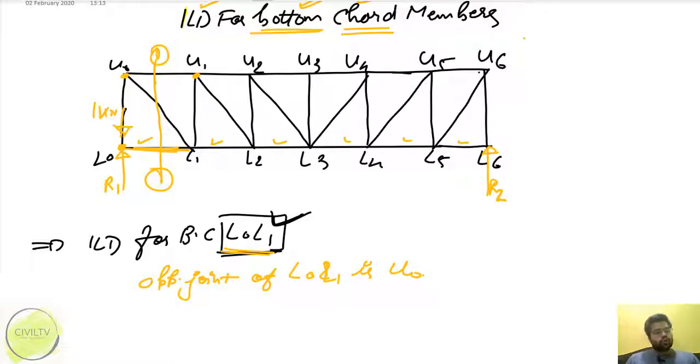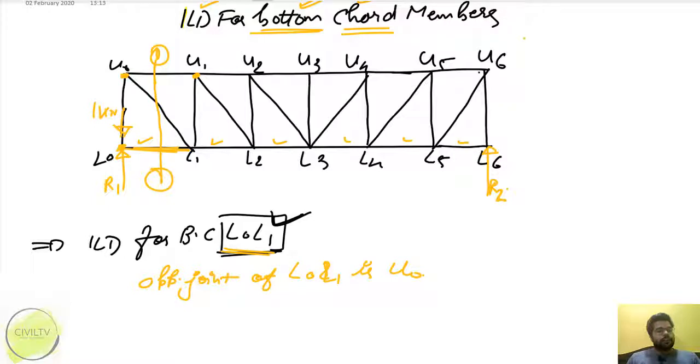Do you think if I take a moment about U0, that is L0, I will get any value? No, we won't get any value, right? For example, if I take moment about L0, my 1 kilonewton load is also on the L0. Okay, so I won't be getting the values of R1 and R2. इसका मतलब अगर मैं U0 के अबाउट मोमेंट लेता हूँ, क्योंकि इसका ऑपोजिट जॉइंट जो है वो U0 है. अगर मैं इसके अबाउट मोमेंट लेता हूँ तो मुझे R1 और R2 की वैल्यू मिलेगी नहीं, और अगर मुझे R1 R2 की वैल्यू मिलेगी नहीं तो मैं बॉटम कॉर्ड मेंबर्स का मोमेंट नहीं ले सकता.